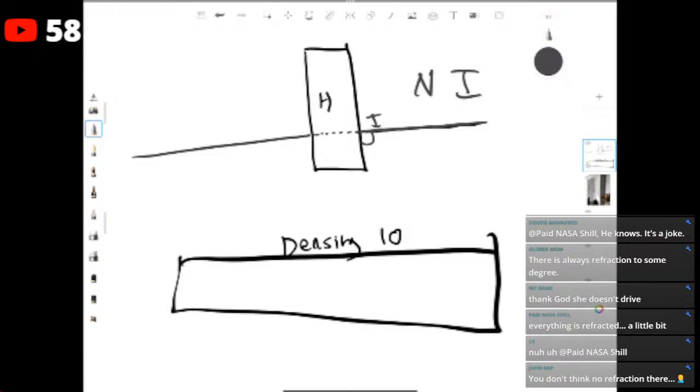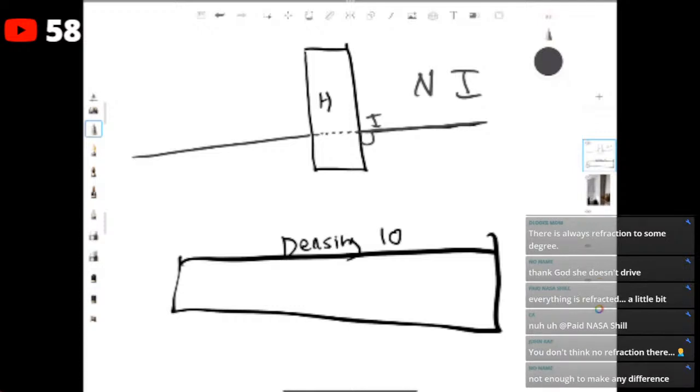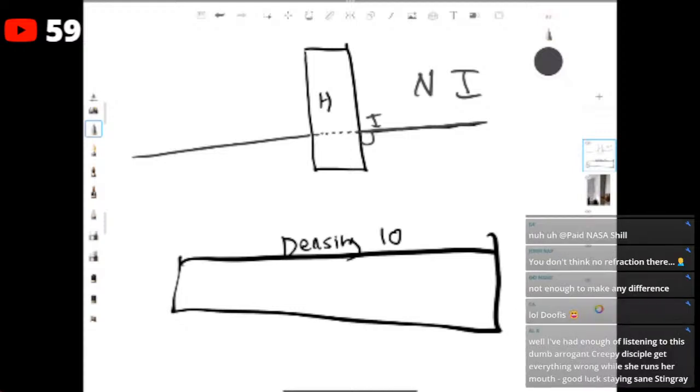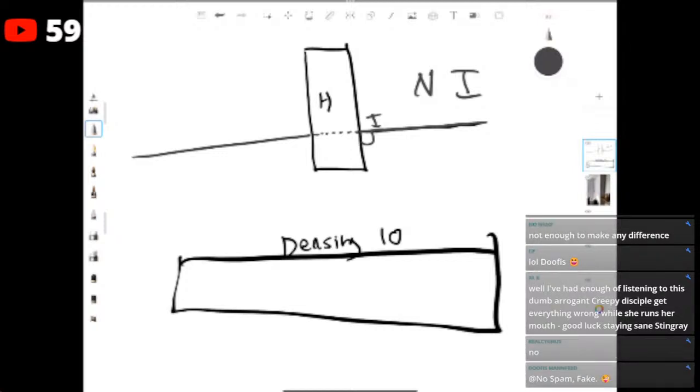Correct. Correct, yeah? So that would mean looking through a window. That means looking through a window. That means looking through a window. It should move things all over the place then. Well, it should do according to Snell's law, yes, but it doesn't, does it?